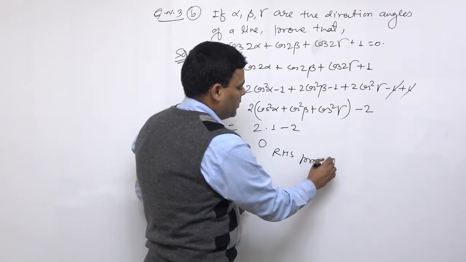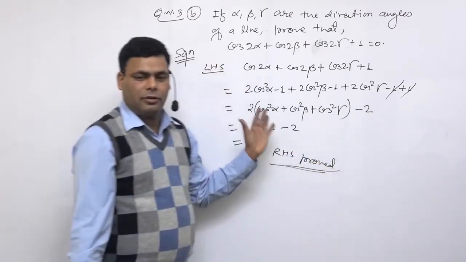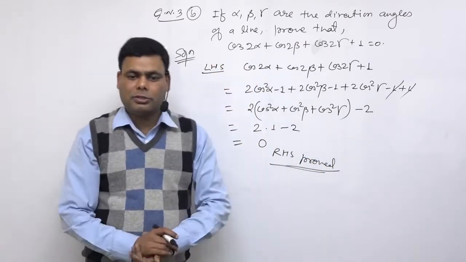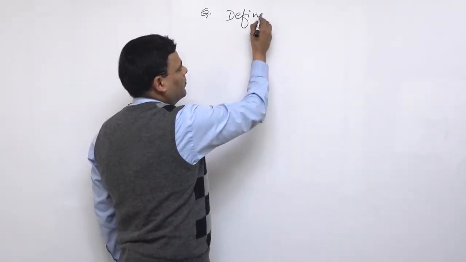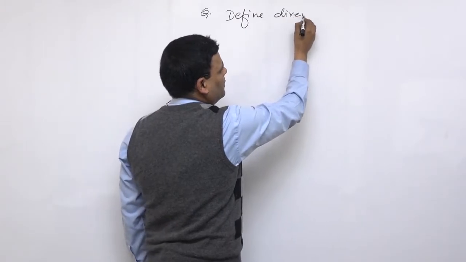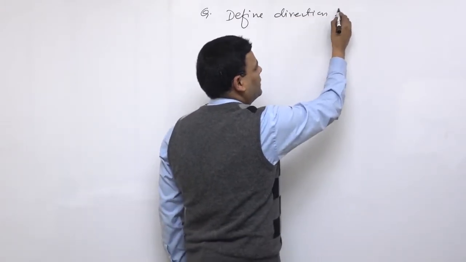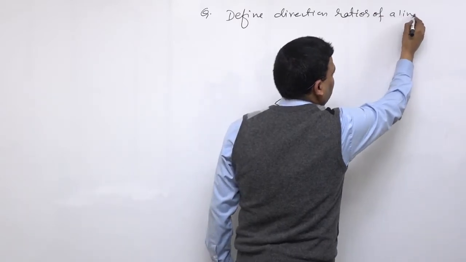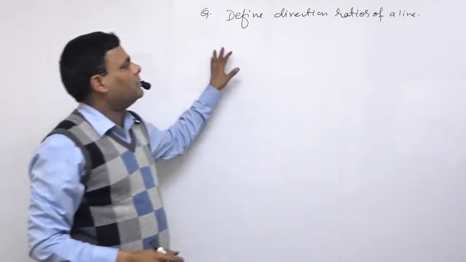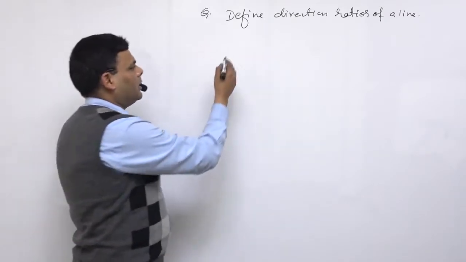Very easy question, 2 marks का लागि very important, निकै 2-3 पल्ट सोधिसकेको क्वेशन हो। Define direction ratios of a line.